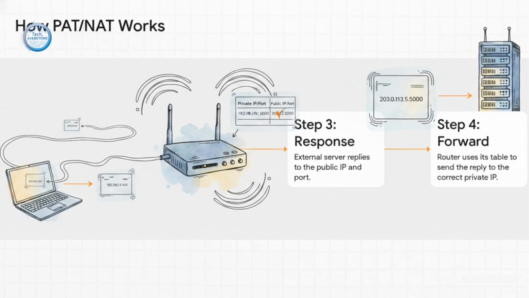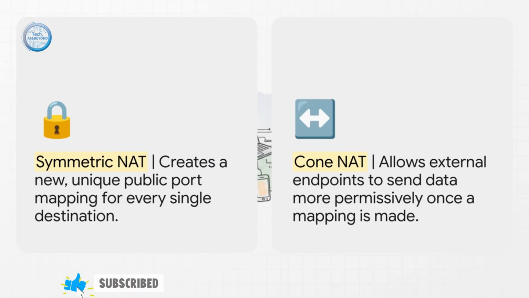That use of port numbers is technically called port address translation, or PAT, but it's the secret sauce that makes the whole system work. And to get a little deeper into the weeds, which is always fun, not all NAT is created equal. The specific type your router uses can have a huge impact on things like online gaming or peer-to-peer applications. A really strict type called symmetric NAT creates a totally new port mapping for every single server you talk to. This makes it super hard for two people to connect directly. On the other hand, you have more permissive types called cone NAT, which will reuse the same mapping, making those direct connections, which are vital for gaming, much, much easier.